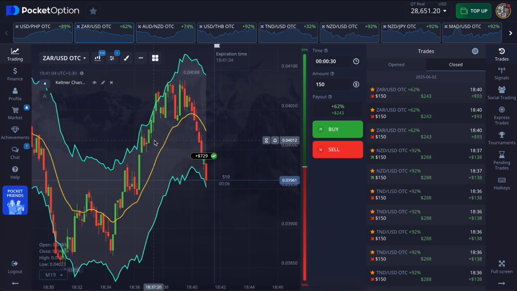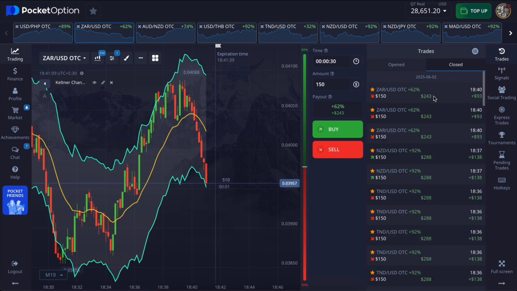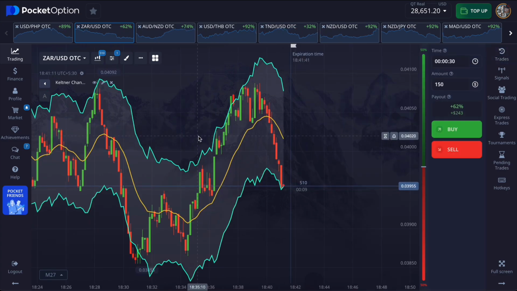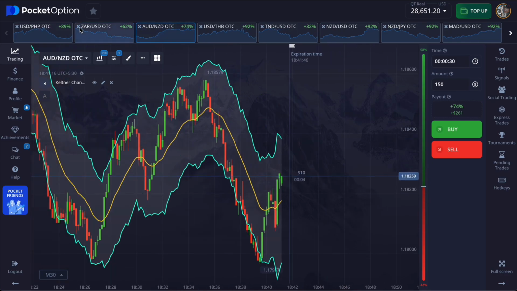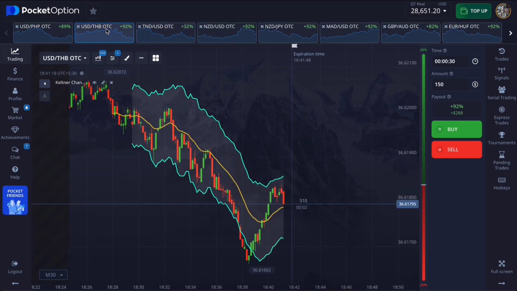I get a very good win ratio with this strategy, but along with this I also have to pay attention to support and resistance, because their role is also very important. So I hope you will like this strategy very much. So see you in the next strategy.